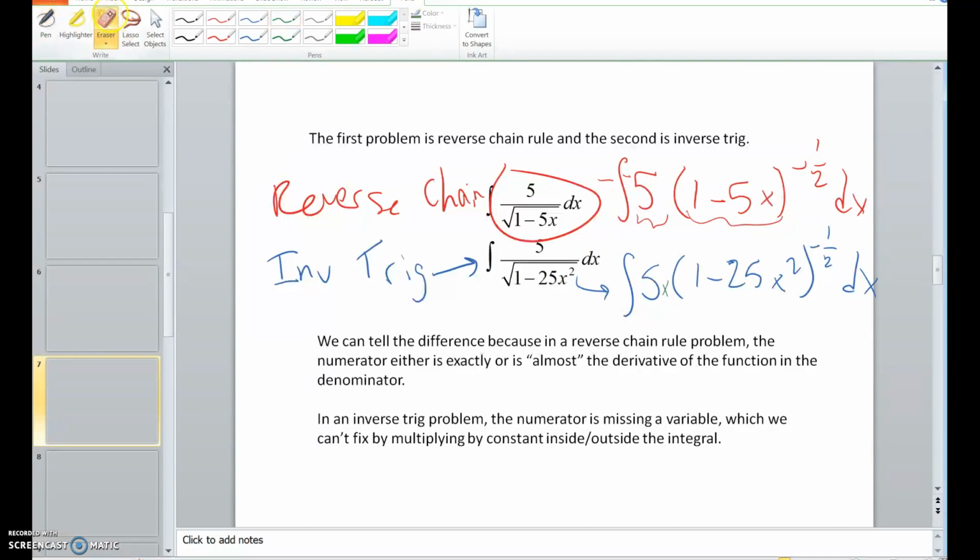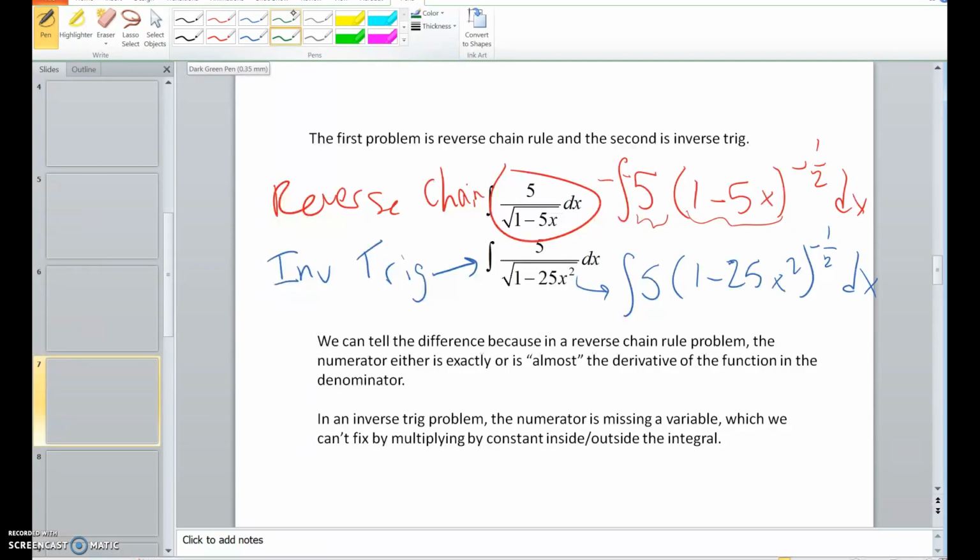So there's nothing I can do that's going to make this integratable for me, because we're not allowed to multiply inside and outside by a variable. We can only multiply by constants. If I were looking at this problem before I knew the inverse trig rule, I would just think that this couldn't be integrated because we're off by a variable, not just by a constant.